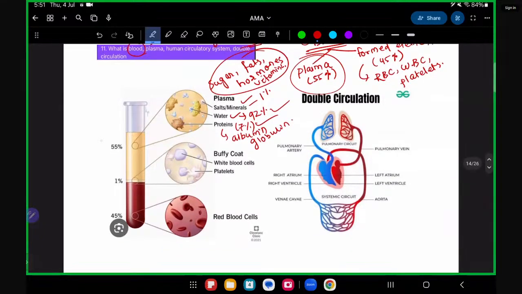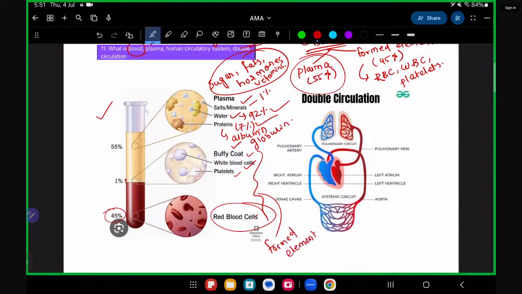Now this is the test tube. This is a centrifuged blood. That means the RBC are settled down. RBC, that is 45%. This is the 1% that is the buffy coat, which contains WBC and platelets. Together, buffy coat and RBC, they are what? They are formed element. Then 55% that is plasma. Right.